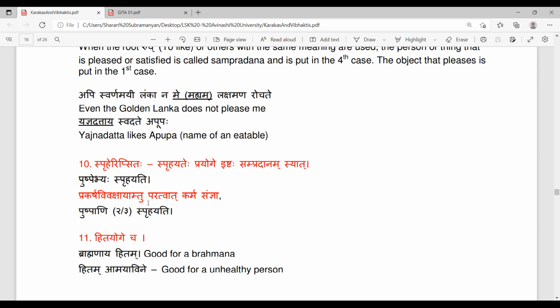So sprih dhatu generally will govern chaturthi vibhakti. There are some dhatus that will govern chaturthi, and you have to note down the list of dhatus: ruch dhatu, krudh dhatu, druh dhatu, irshya dhatu, or asuya dhatu, or dhatus having this meaning, they all govern chaturthi vibhakti. So this sprih dhatu also governs chaturthi vibhakti. When the vivaksha is prakarsha, then it can govern dvitiya also. So pushpani sprihayati also possible.